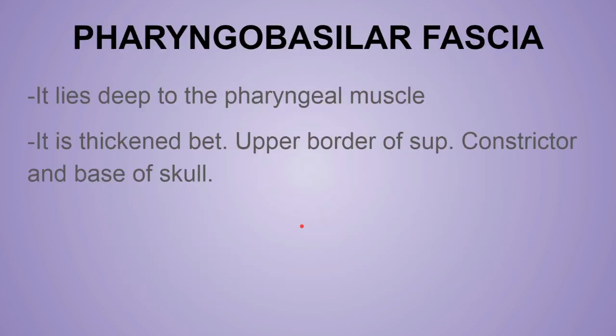Now last is the pharyngobasilar fascia. As the name says, pharyngobasilar, it is present deep to the pharyngeal muscles. It is thickened between the upper border of the superior constrictor muscle of the pharynx and the base of the skull.